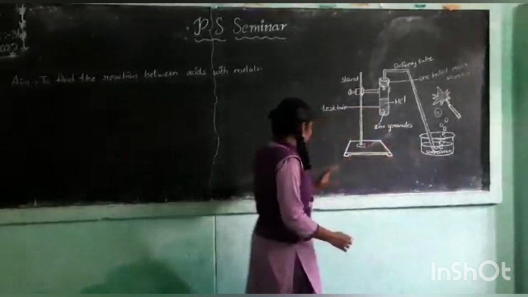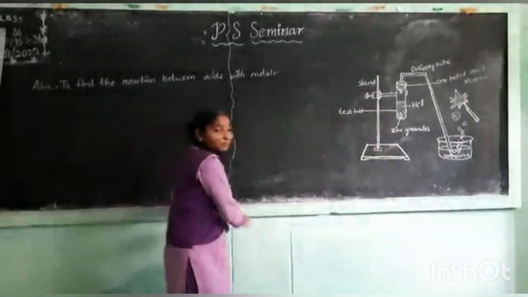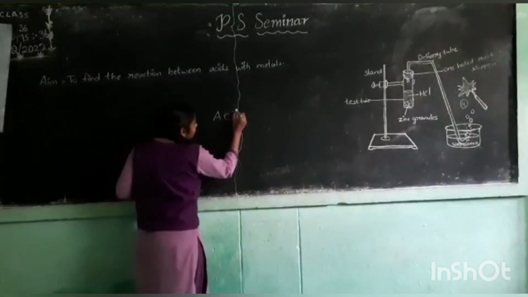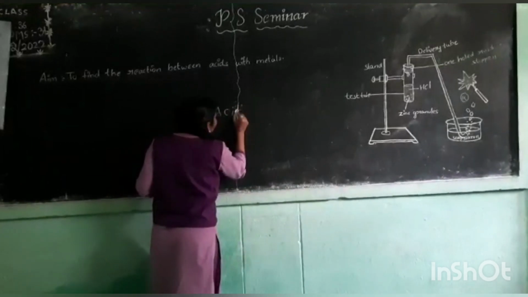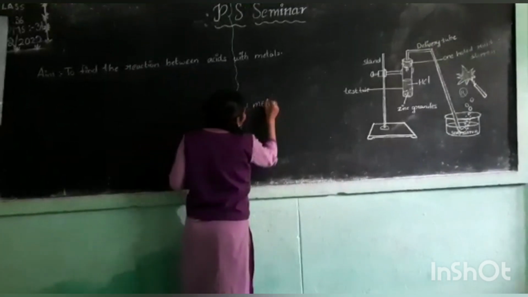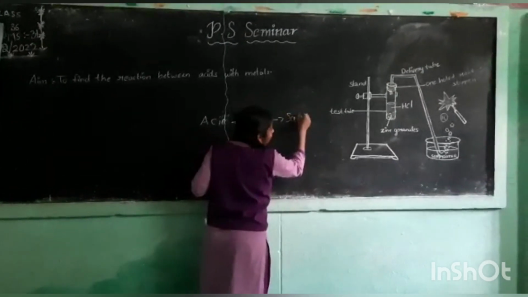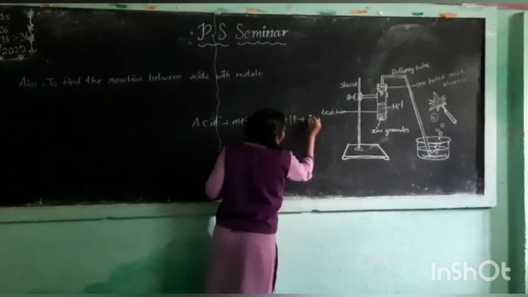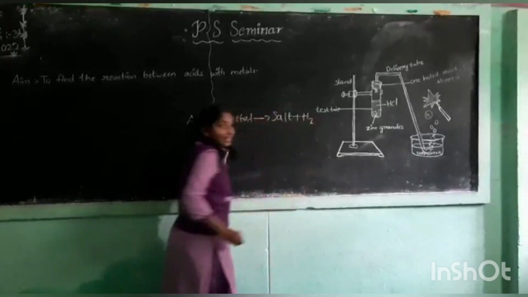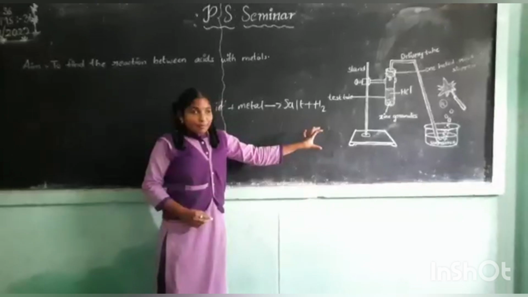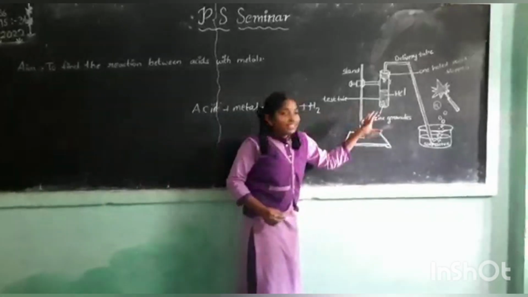Now, from this experiment, we conclude that acid plus metal will give rise to the respective salt and hydrogen gas, right? This is the general form of this experiment. We use the metal zinc here.